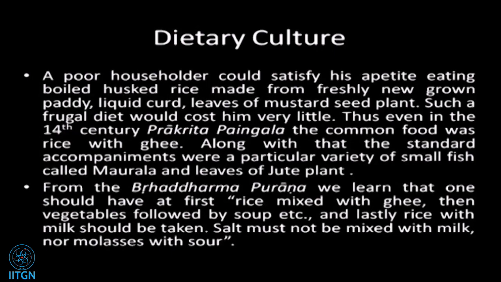And then from the Brihaddharma Purana, which is of the 13th century. We have two Bengal Puranas. One is the Brihaddharma Purana and the other is, I'm forgetting the name, I'll remember. So we have these two Puranas. It says that one should have at first rice mixed with ghee, then vegetables followed by soup, etc. And lastly, rice with milk should be taken.